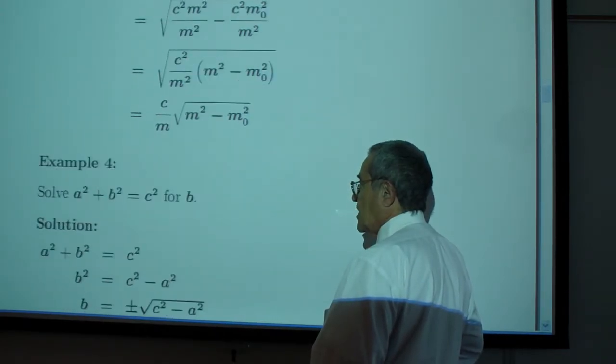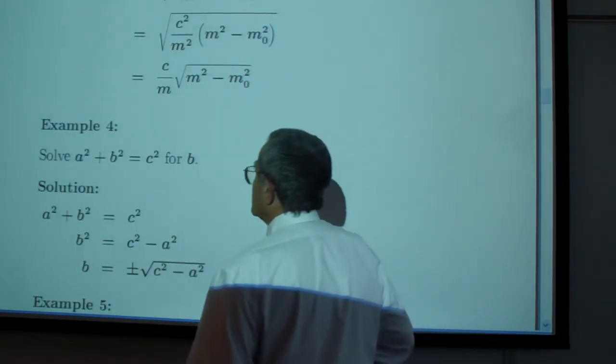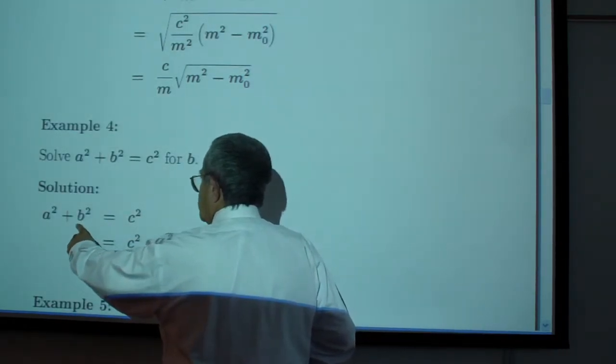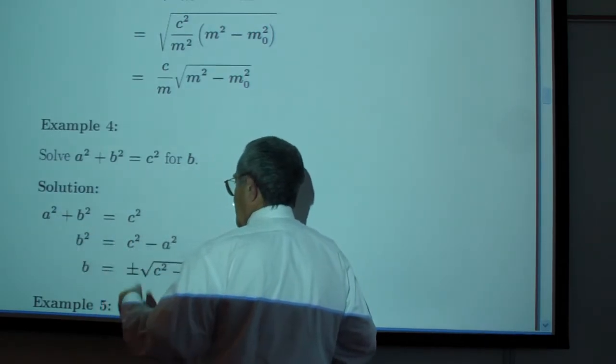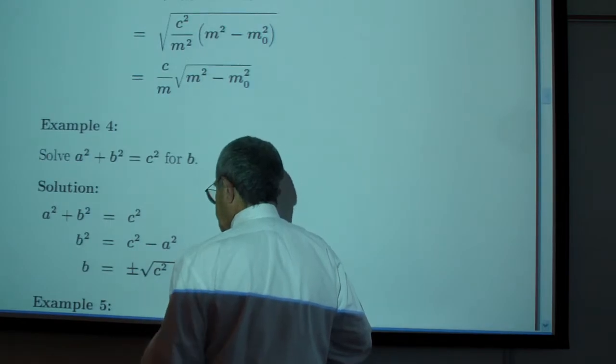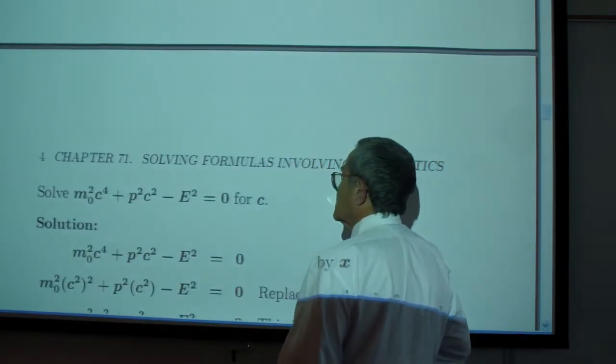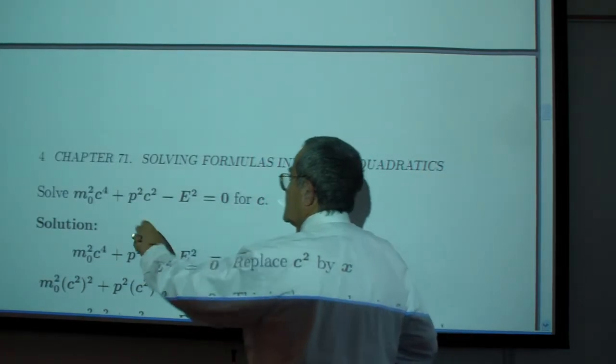And then solve for b. B is your unknown. A squared and c squared are some known constants. So subtract a squared from both sides and take the square root. Another example, you want to solve for c.